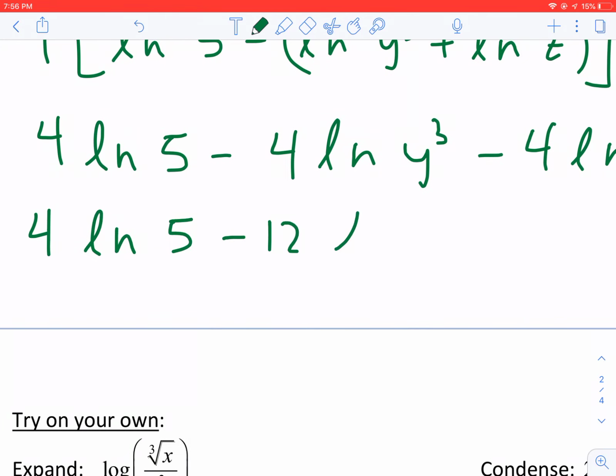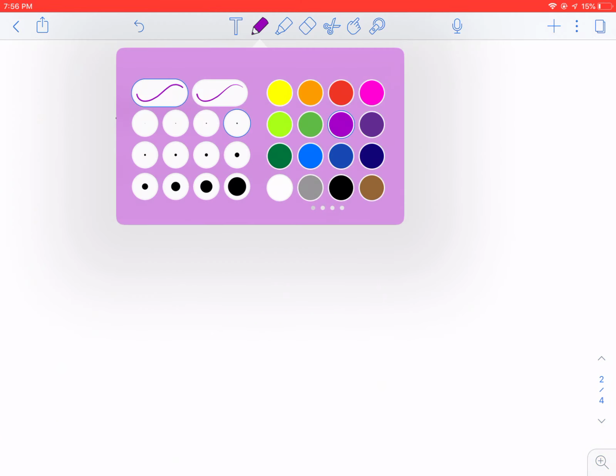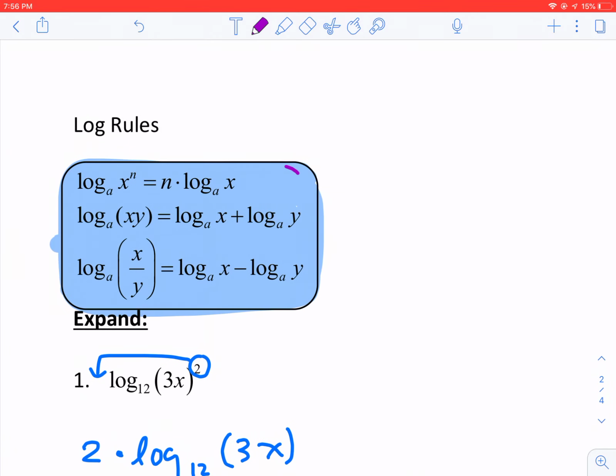So now we are going to go in reverse. Now I'm going to give you an expanded form and ask you to condense it and make it nice and neat like that. All right, so condensing. We're pretty much going to be looking at these rules, but going in reverse, going that way.